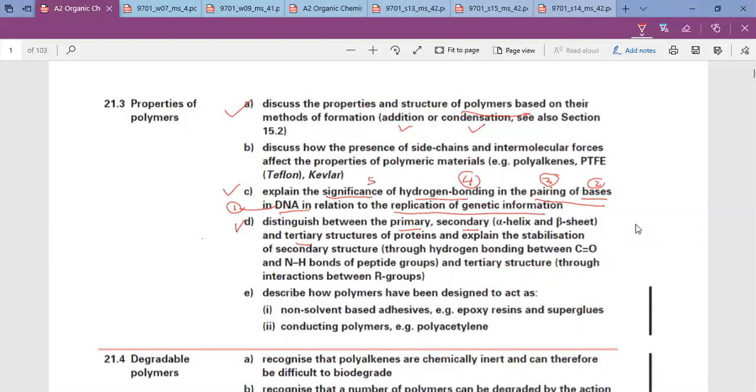Why not covalent bonding? Why not van der Waals forces? Why not ionic bonding? Because this can happen in proteins. And of course, in all these things, it's because of replication. What does it mean by replication of genetic material? We won't do the actual stuff. We used to have this in the old syllabus, but now they just want you to understand the importance, explain the significance of hydrogen bonding in the pairing of bases in DNA.